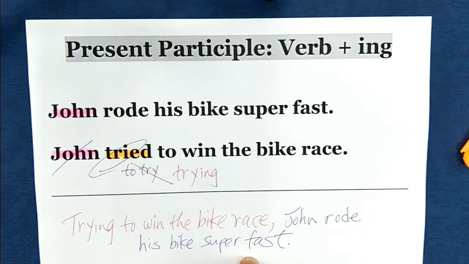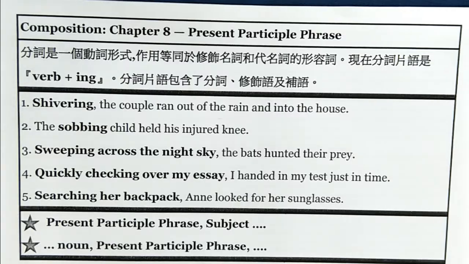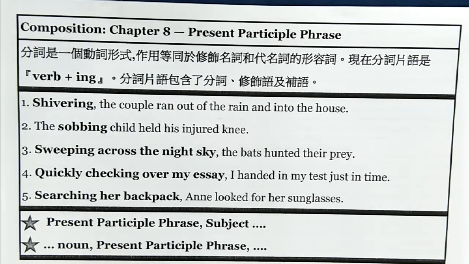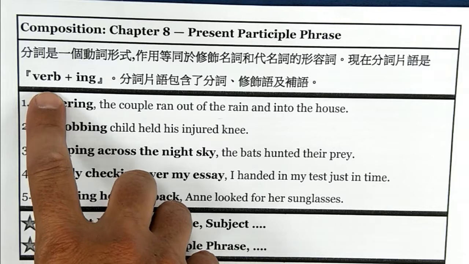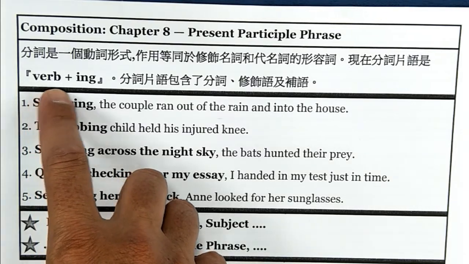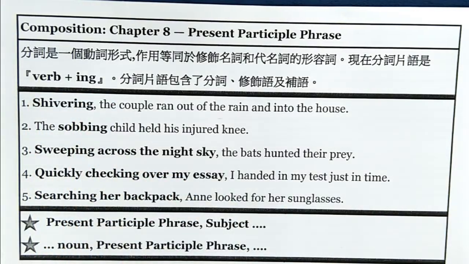So again, John rode his bike super fast. John tried to win the bike race. Combine. Trying to win the bike race, John rode his bike super fast. All right, very good. Okay, so we are doing chapter 8, present participle phrase. Remember, a present participle phrase is acting as an adjective describing a noun. Remember, the present participle is verb ing. All right, let's look.